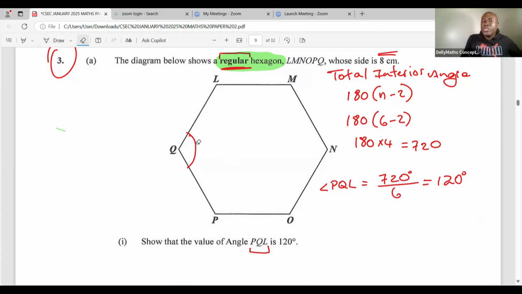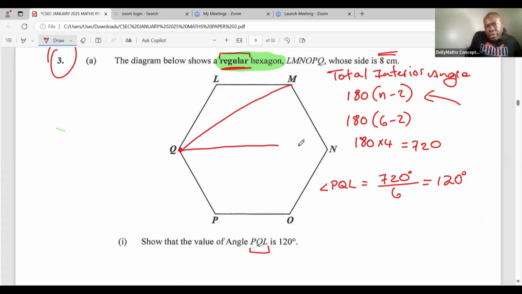Now, another way that you could have known the total interior angle, if you do not know this general formula, is that you could stand at any one point. So let us say I stand at the point Q, and I'm going to try to create as many triangles as I can from this point. Take a look. I will get one triangle there, one more triangle here, and 2 more here. So I get 1, 2, 3, 4 triangles that are adjacent to each other.